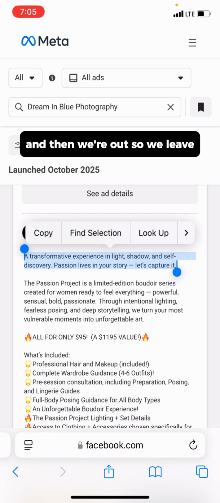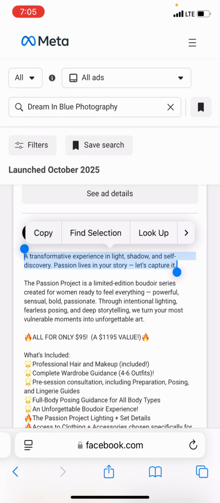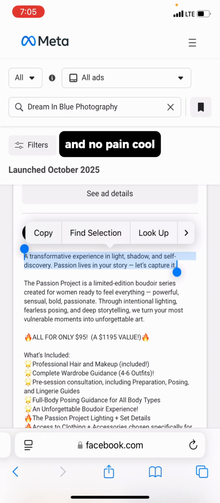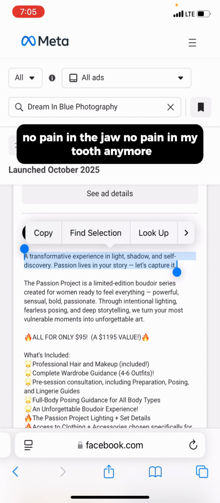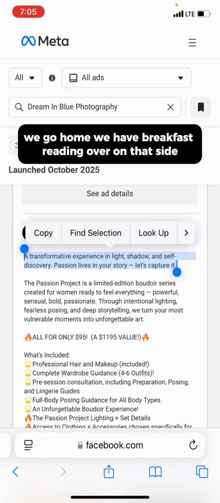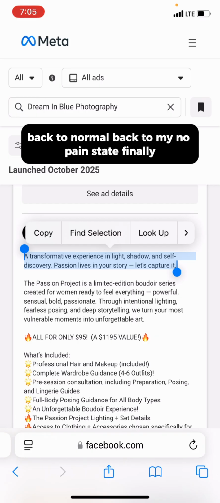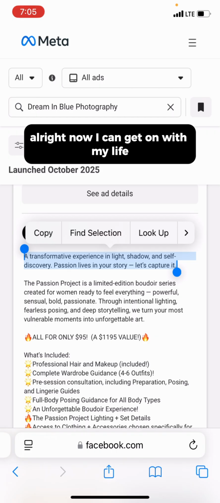And then we're out. So we leave, and we're testing, biting the air, doing some air bites, some air gum. And no pain. Cool. No pain in the jaw, no pain in my tooth anymore. Nice. We go home, we have breakfast, chewing over on that side. No pain. Nothing. Back to normal. Back to my no pain state. Finally. All right, now I can get on with my life.